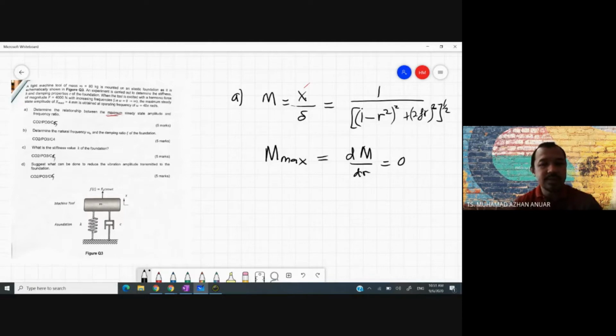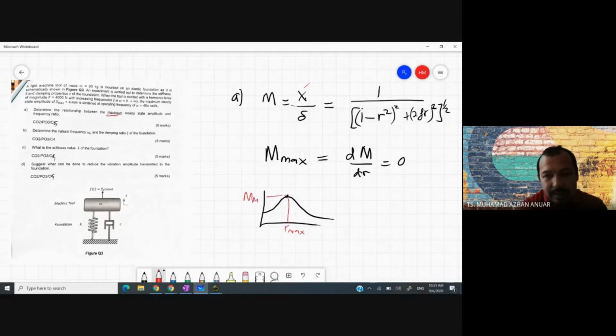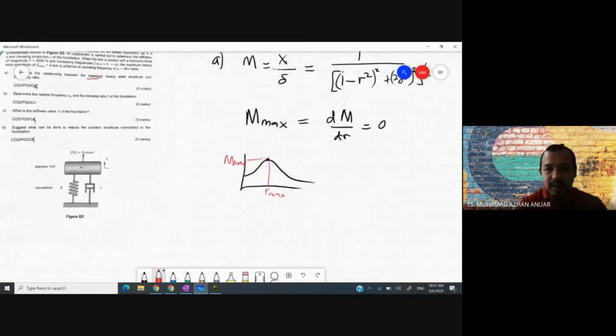If we differentiate the magnification factor with respect to the frequency ratio and equate it to 0, you will get the maximum peak, something like this. So we know that our plot is going to be something like that. This is the condition we are interested in. We want to know what this R max is and what this M max is. This case occurs for the damped case; for the undamped case, it will go to infinity at resonance. All right, now let's solve this together.